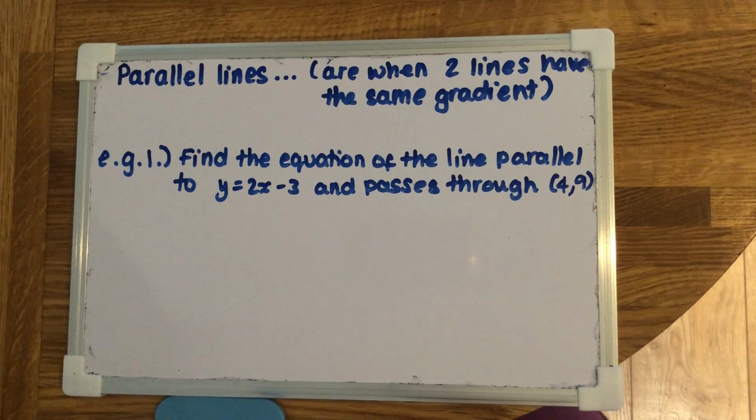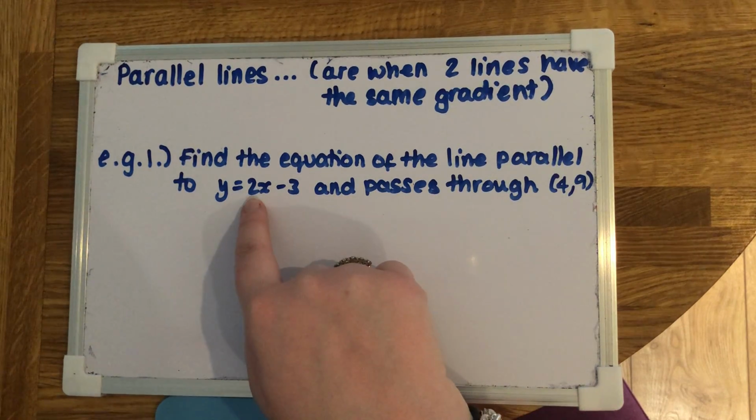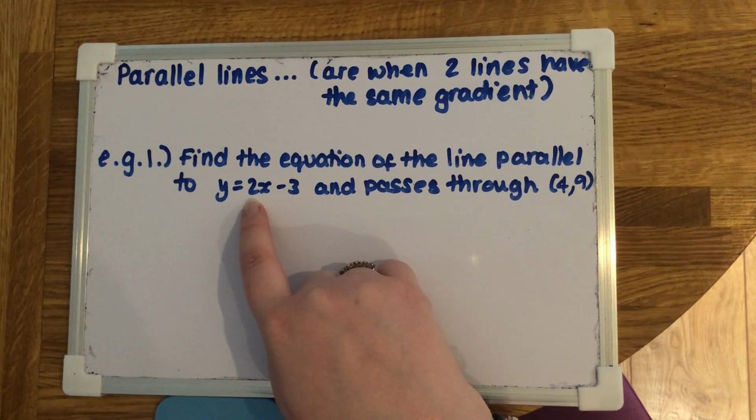So the first thing we need to know is that parallel lines means that when two lines don't cross over, for that to happen, it means that the two lines have the same gradient. Okay, so the gradient again is the number that's in front of the x. So for example, this one, the gradient of this line would be 2.